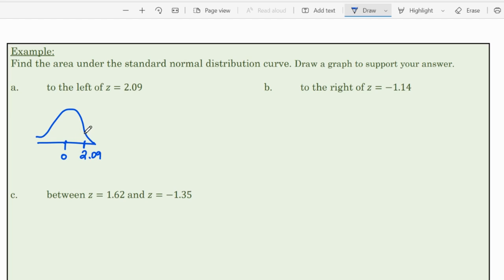Then after I guess where it is, I'm going to put a vertical line. And then I'm going to shade in the proper direction. In this case, it's left. Now I need to find the area under the curve.